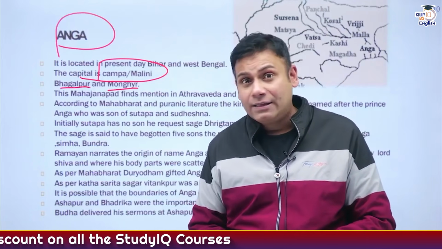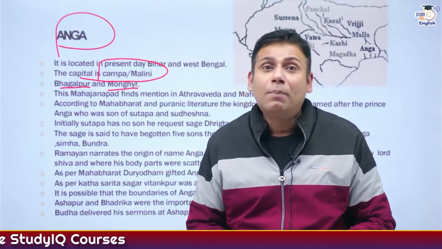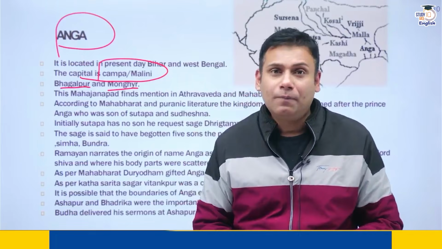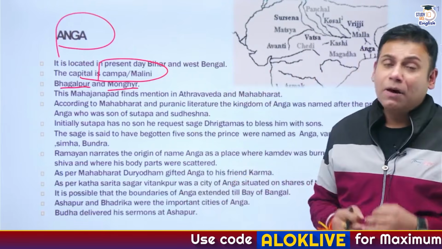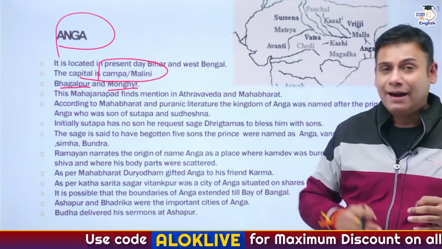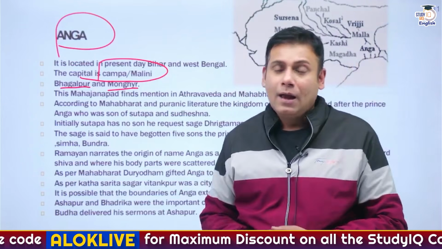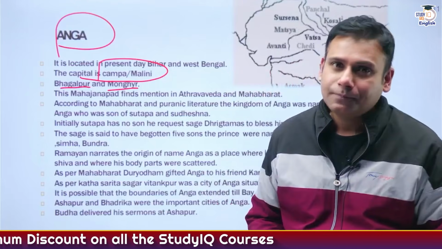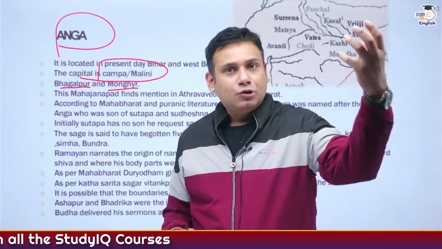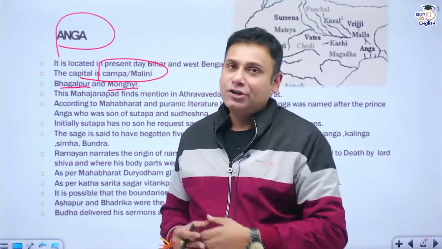So in that case, Drigtamas said, I will perform one yajna for you. And after that, it is believed that Drigtamas performed the yajna for the ruler Sutap and his queen Sudeshna. And after that yajna, he gave a fruit to the ruler Sutap. After that, Sutap gave this fruit to his wife Sudeshna.